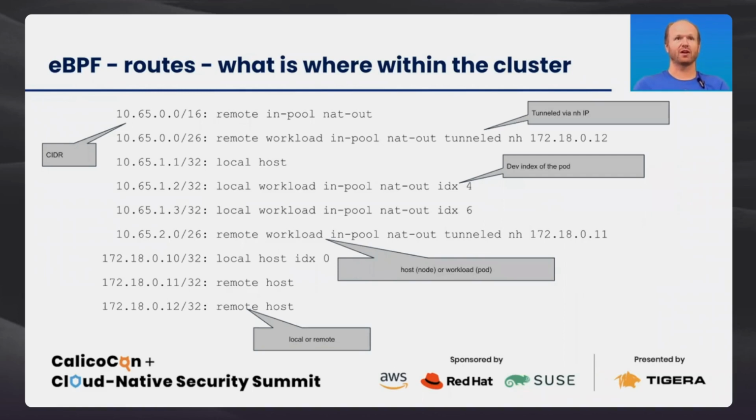So when you dump the routing table, on the left-hand side, you will see a CIDR, and on the right-hand side, you will see an explanation of what the CIDR is. It will tell you whether it is remote or local, whether it is a workload or a host, whether it is being tunneled, and if it's a local workload, to what interface it is attached. So if your understanding of the routing doesn't match what you get from the data plane, that's probably a problem.